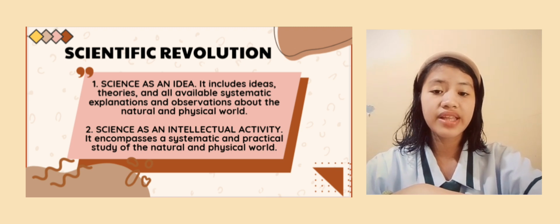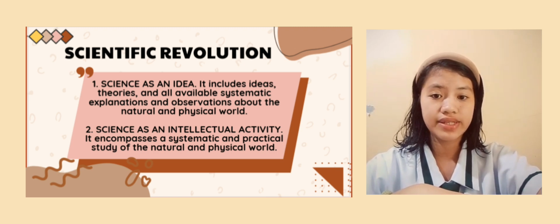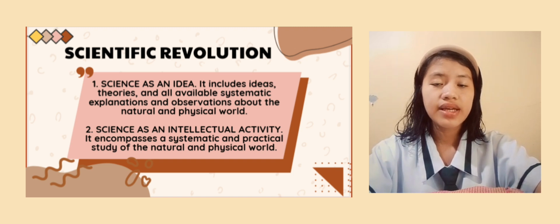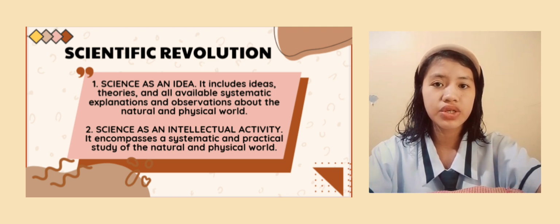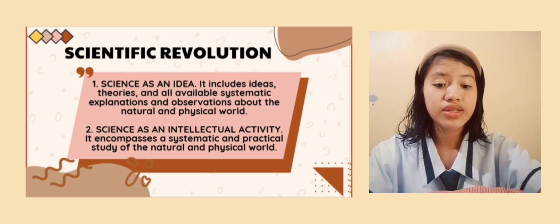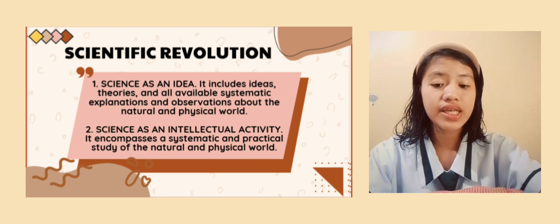Now, we're going to explore the concept of science. This topic is divided into 4 categories. Number 1, science as an idea. It includes ideas, theories, and all available systematic explanations and observations about the natural and physical world. Think of science as a collection of ideas that help us understand how the world works. For example, the theory of gravity explains why objects fall to the ground. These ideas are based on careful observation and experiments.